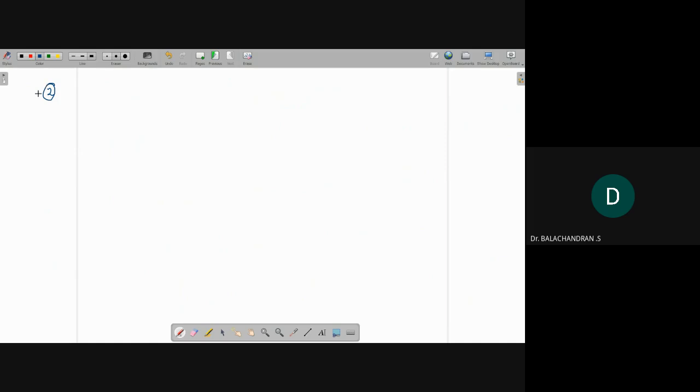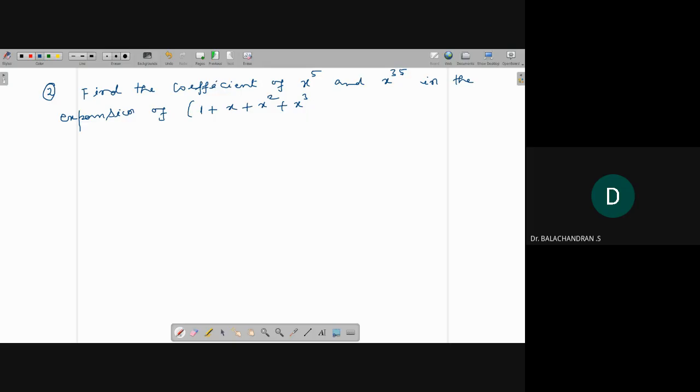Find the coefficient of x power 5 and x power 35 in the expansion of (1 plus x square plus x cube plus x power 4) whole power 6.